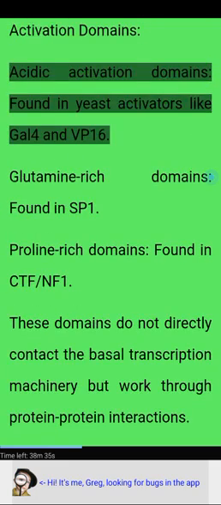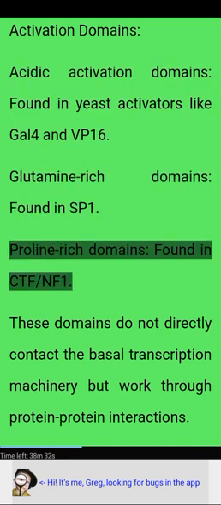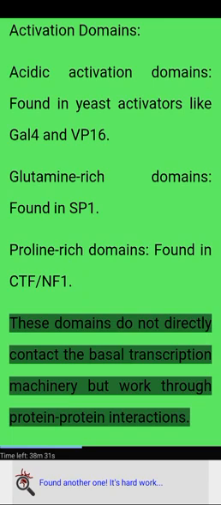Activation domains. Acidic activation domains are found in yeast activators like GAL4 and VP16. Glutamine-rich domains are found in SP1. Proline-rich domains are found in CTF/NF1. These domains do not directly contact the basal transcription machinery but work through protein-protein interactions.